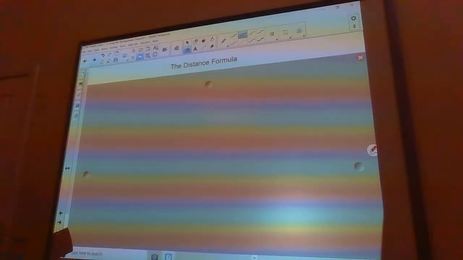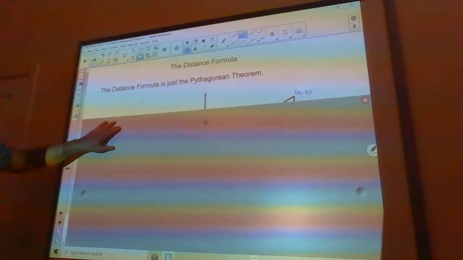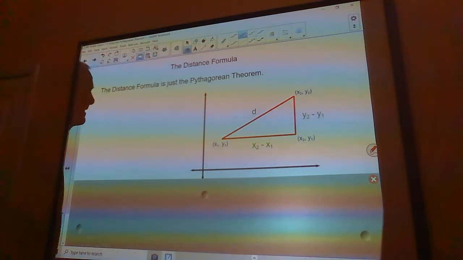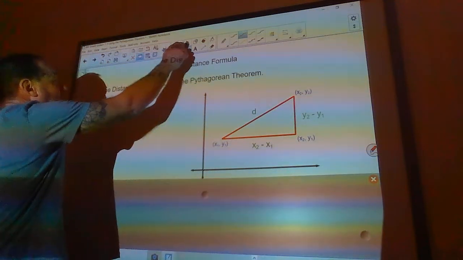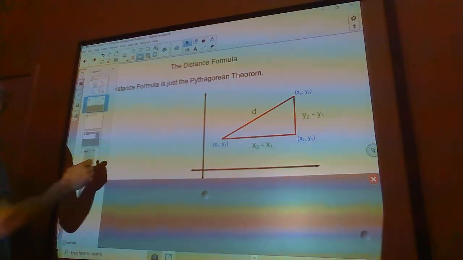All right, the distance formula. This is a super important theorem right here too. The distance formula is just the Pythagorean theorem in disguise. Okay?